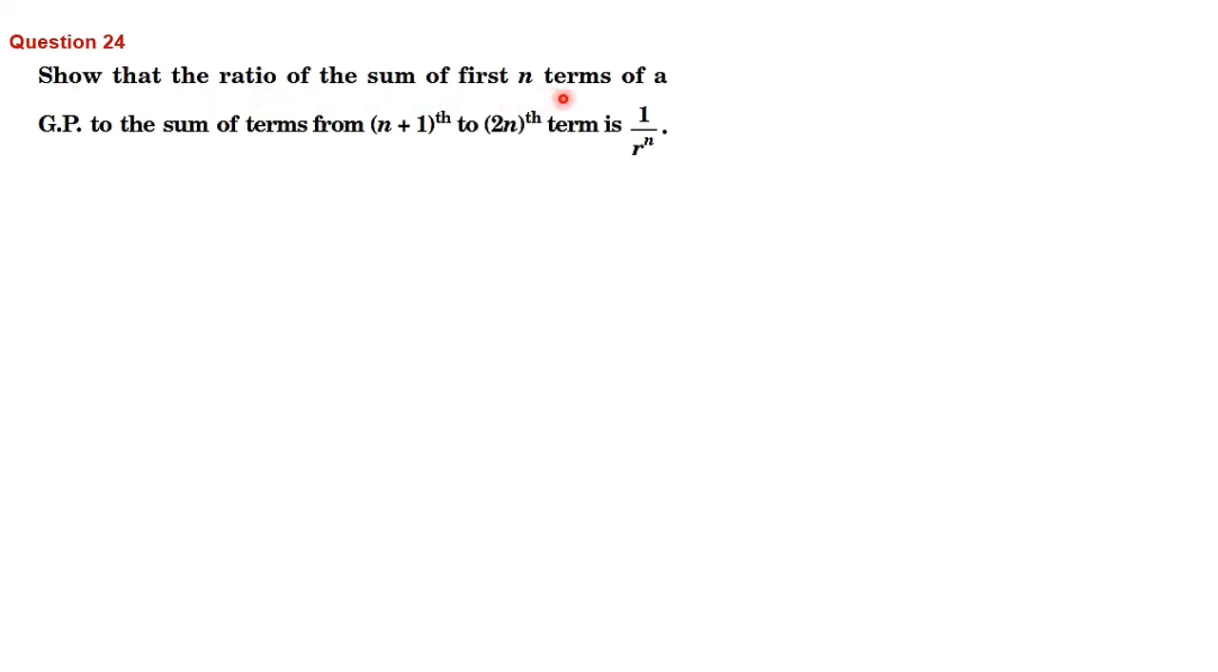Next we shall discuss the 24th question. Show that the ratio of the sum of the first n terms of a GP to the sum of terms from (n+1)th to 2nth term is 1 by r power n. Ratio means numerator and denominator is there. The numerator is the sum of n terms. The denominator is the sum of terms from (n+1)th to 2nth term.